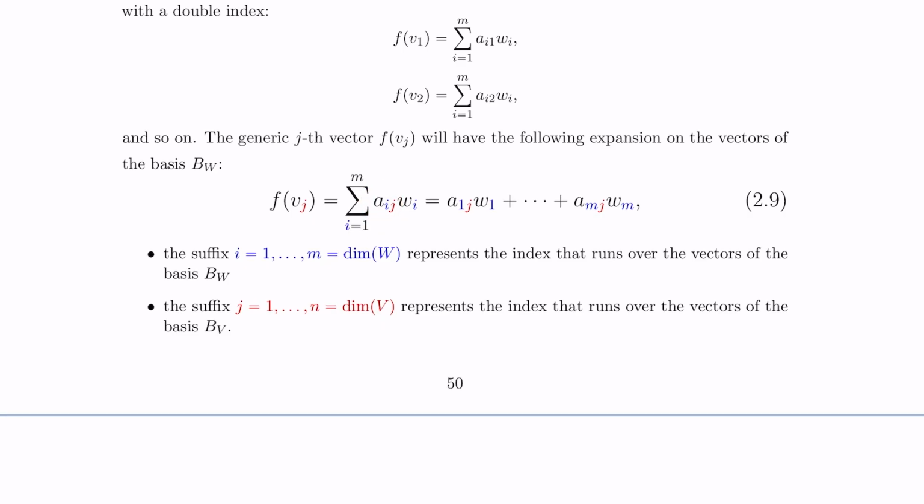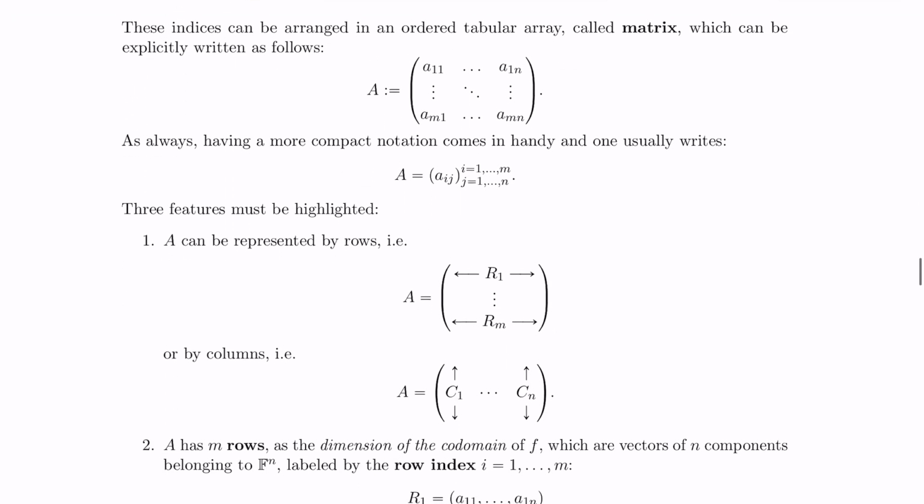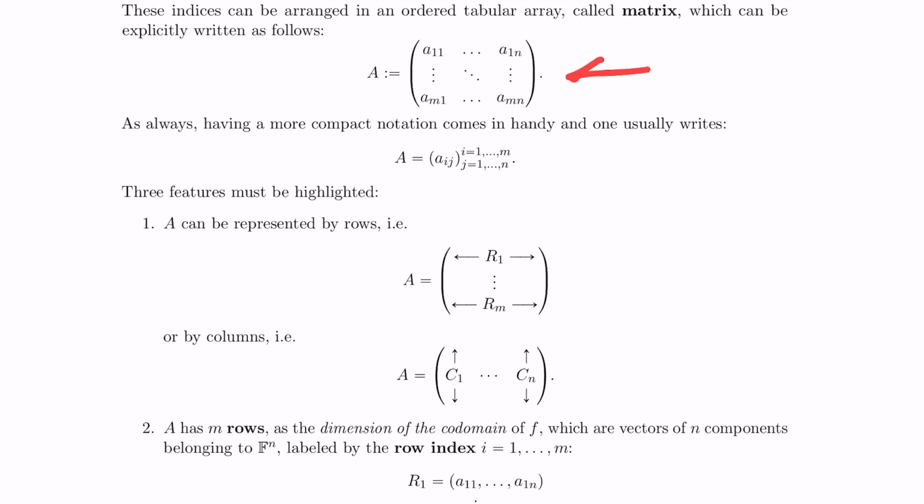The explicit expression of the matrix is this one. The coefficients appearing in the matrix are also called the entries of the matrix. Before describing in detail the matrix, let me just tell you that the compact notation used to represent the matrix is this one here. As you can see here, the matrix A can be interpreted as being composed by rows or by columns. In general, a matrix has a different number of rows and columns, and when we interpret them as vectors, they belong to different vector spaces.